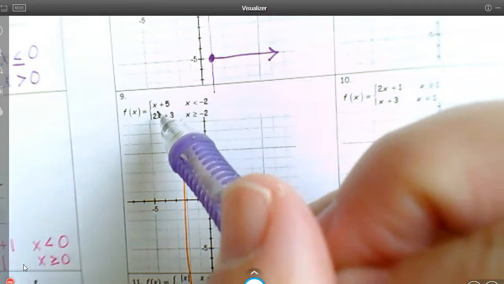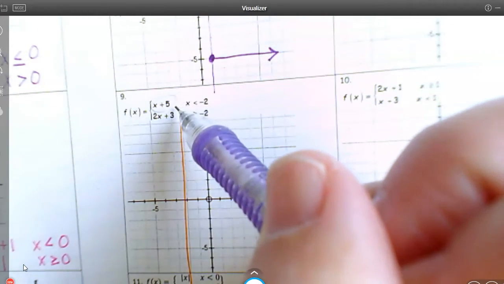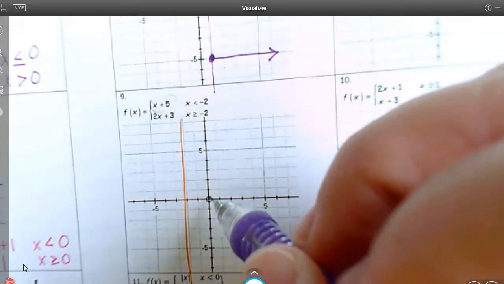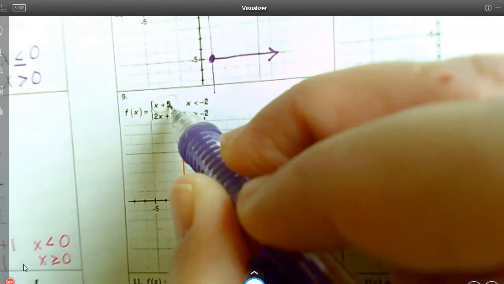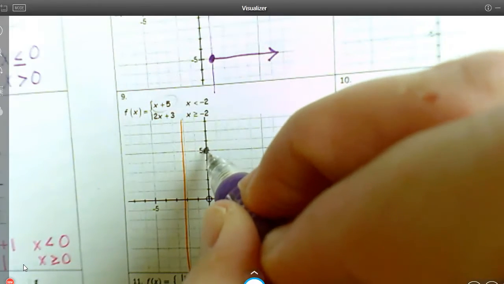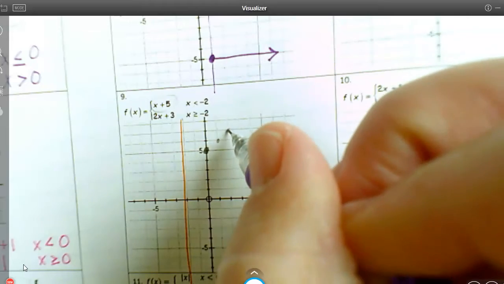So I'm going to use a pencil first, and I'm going to draw x plus 5. So where do I start if I'm going to draw x plus 5? The y-intercept, and then I do the slope. So I go to 5 and put a point, and then I'm going to go up 1 and over 1, up 1 and over 1.